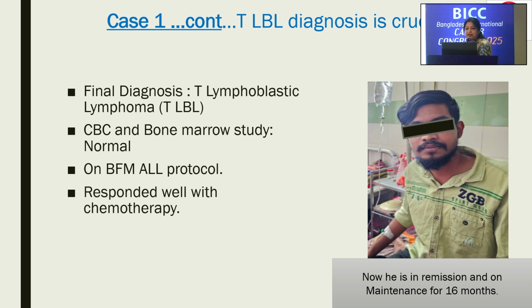So the take-home summary for lymphoblastic lymphoma: among all LBL, 80% are T lymphoblastic lymphoma, which is a highly aggressive, high-grade lymphoma, and highly curative as well with intensive chemotherapy. And PFS and OS are better than in acute leukemia.